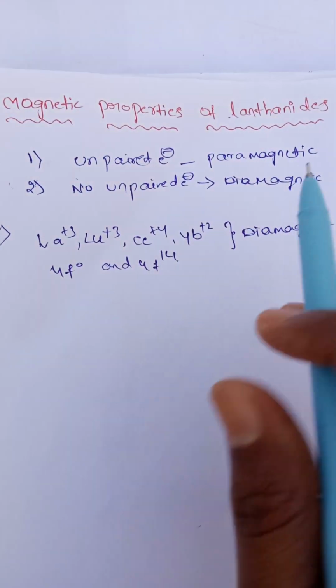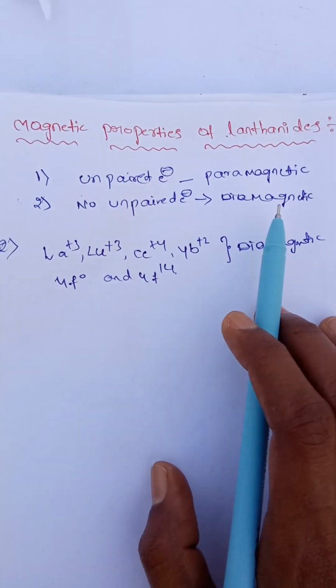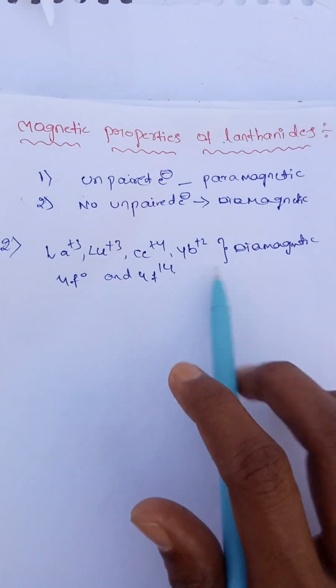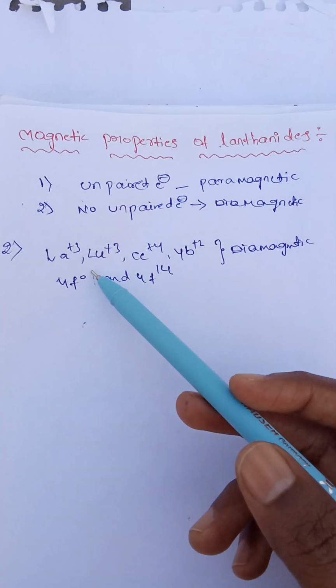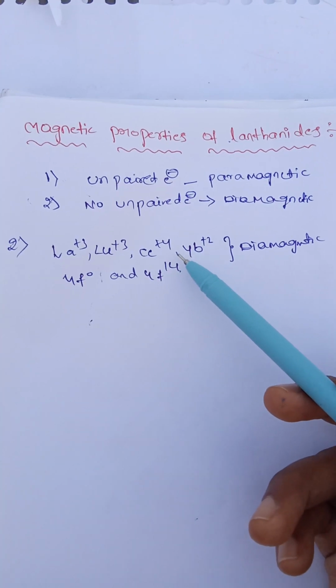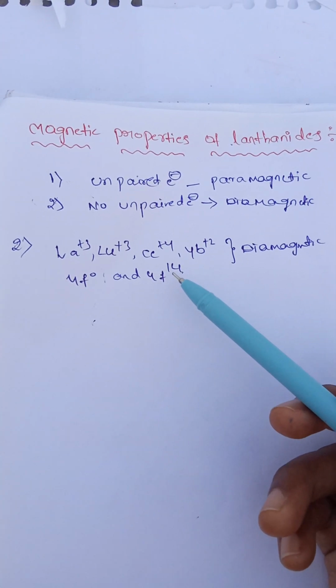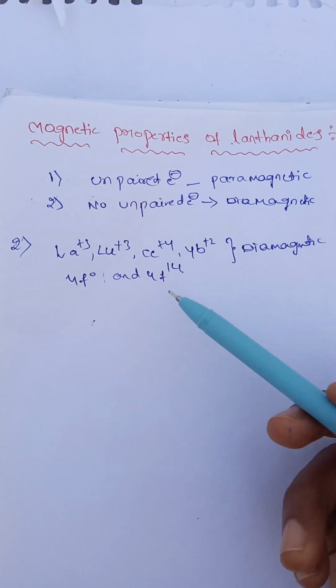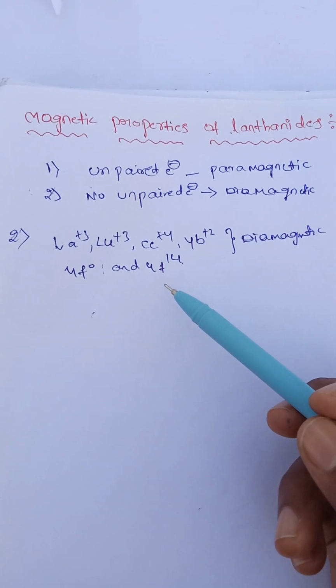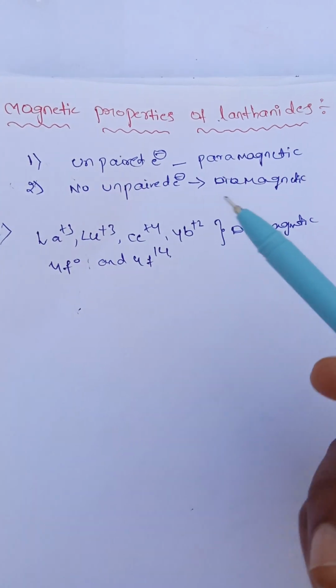So the first point is, all the lanthanides are paramagnetic. The second point is, some lanthanide ions, that means lanthanum, lutetium, cerium, ytterbium, are diamagnetic. So all the lanthanides are paramagnetic except these 4. So that is the second point.